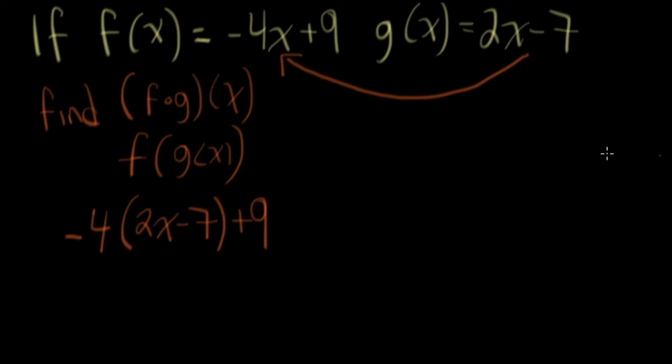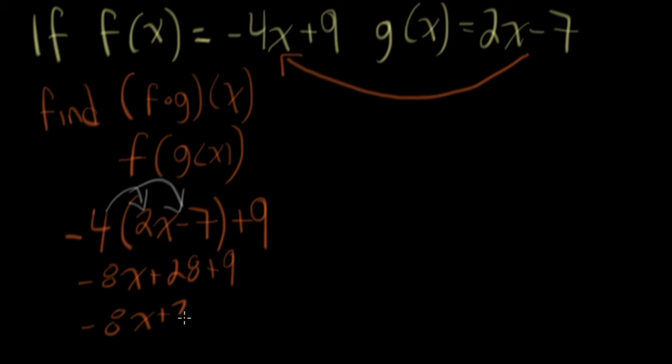So we have our basic stuff there, and let's just use our distributive property and see what happens. We distribute, and we get negative 8x plus 28. Don't forget about that positive 9. So we get negative 8x plus 30 plus 37. So that's what would happen there.